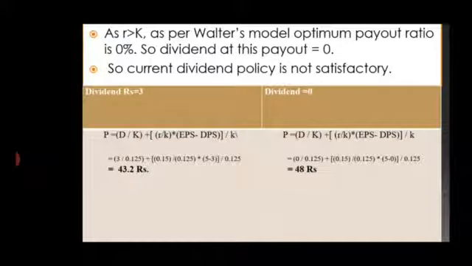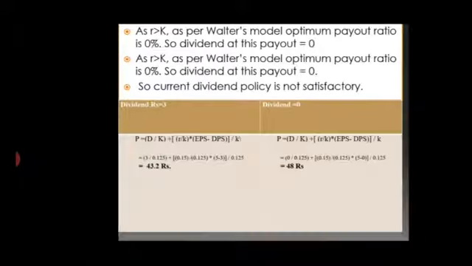And as I mentioned, if R is greater than K, then dividend payout ratio equal to 0% is optimum. So the question is whether the current dividend policy is satisfactory? No, because the company is paying a dividend of rupees 3 and this policy is not satisfactory. Why is it not satisfactory? Because if dividend is rupees 3, then price is 43.2, which is less than the 48 at dividend 0. So this is the example of Walter model.